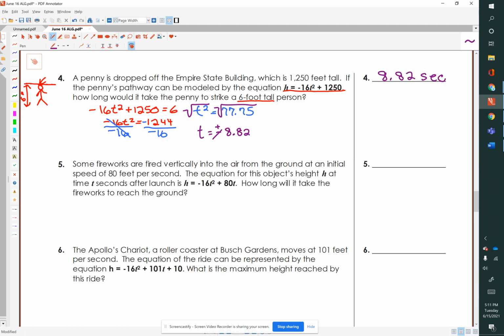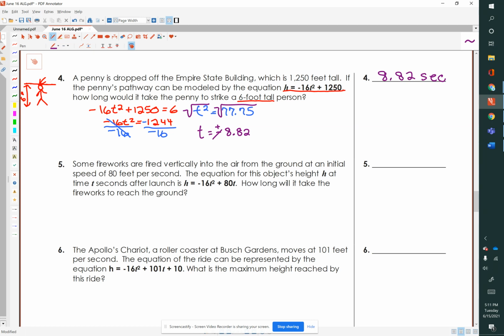So if you drop a penny off the top of the Empire State Building, in 8.82 seconds, if a 6-foot tall person is standing under there, you're going to hit them in the head. And it'll be pretty hard. And when you get to physics class, you'll probably talk more about the impact of that penny and the force of that penny. All right, let's move on to number 5.